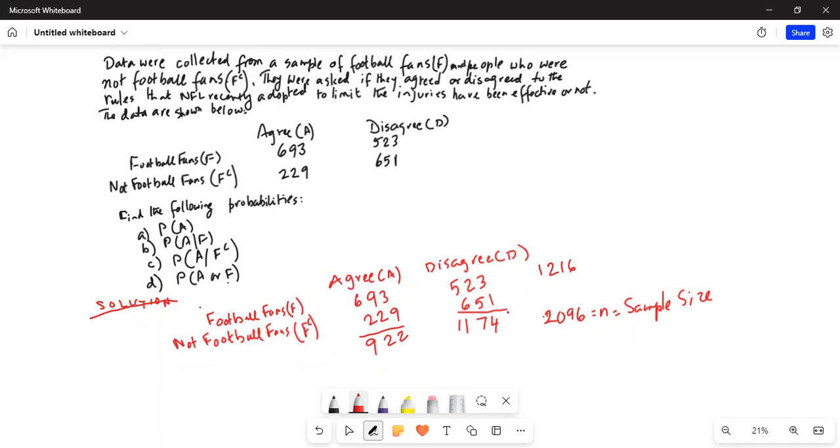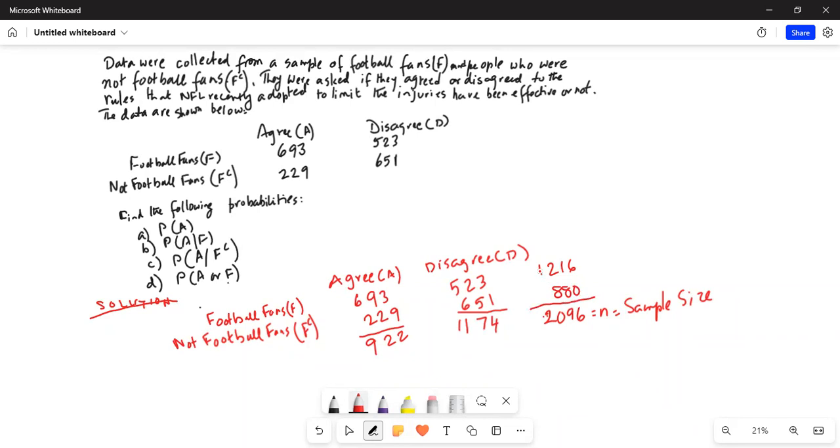I also need to find out the total number of not football fans who participated in this survey, and that is obtained by adding the numbers in the second row. A row is a horizontal line. Second row of data, 229 plus 651, and that is equal to 880.